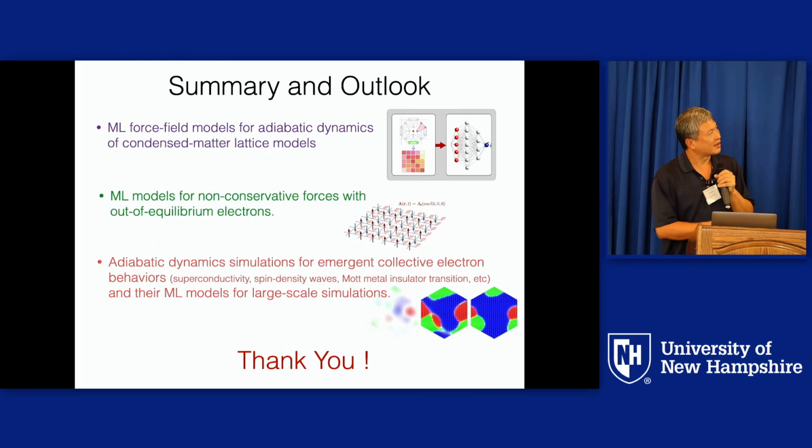Okay, so this is a summary and some outlook. I presented a machine learning force field model for adiabatic dynamics of condensed matter lattice models. We apply this to electron-lattice systems and electron-spin coupled systems. And we also discuss various neural network architectures. One important future direction, we will focus more on machine learning models for non-equilibrium systems. And another future direction is the adiabatic dynamics of emergent collective behaviors like order parameters or metal-insulator transitions and their machine learning models. Thank you.